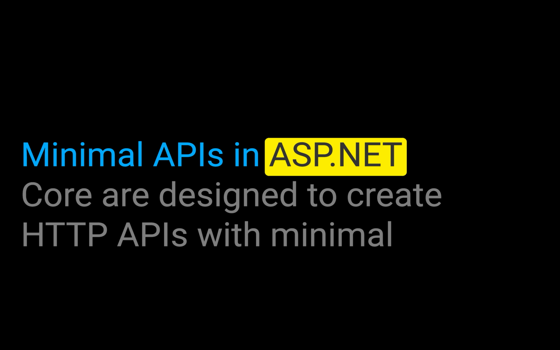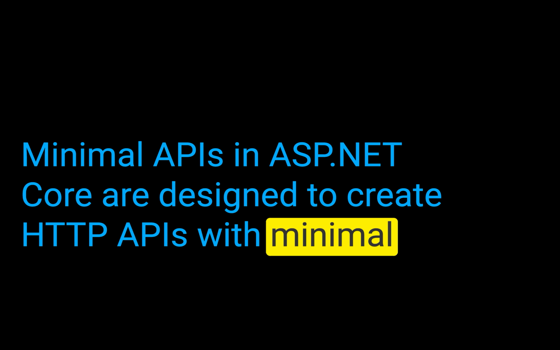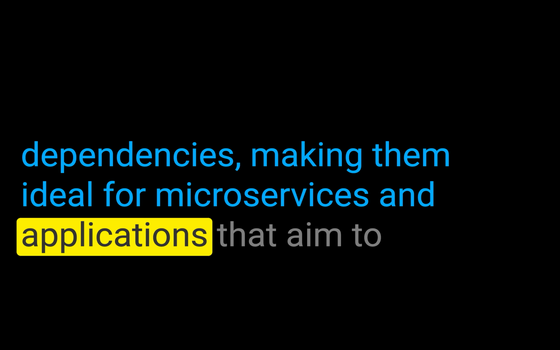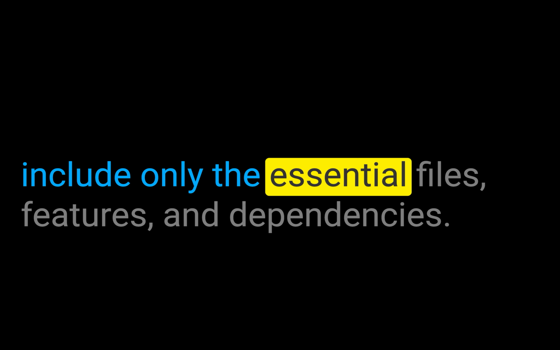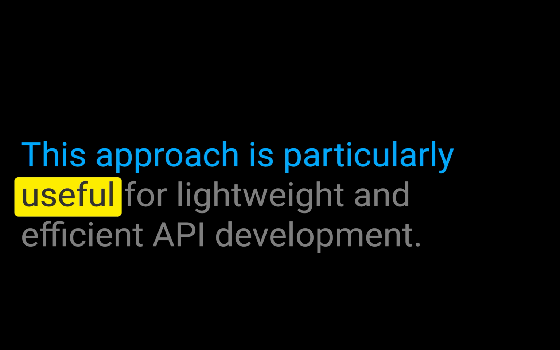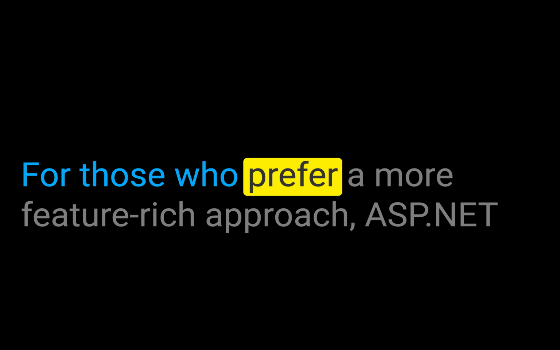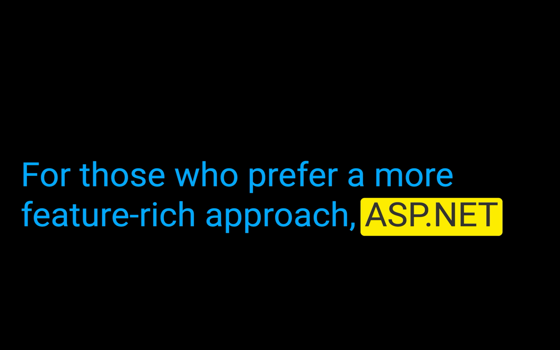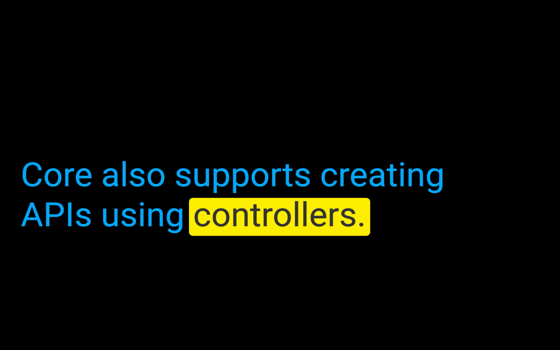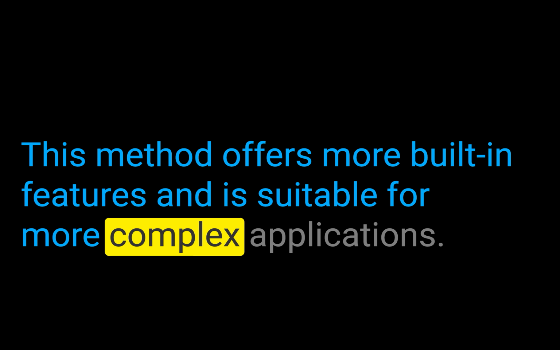Minimal APIs in ASP.NET Core are designed to create HTTP APIs with minimal dependencies, making them ideal for microservices and applications that aim to include only the essential files, features, and dependencies. This approach is particularly useful for lightweight and efficient API development. For those who prefer a more feature-rich approach, ASP.NET Core also supports creating APIs using controllers. This method offers more built-in features and is suitable for more complex applications.